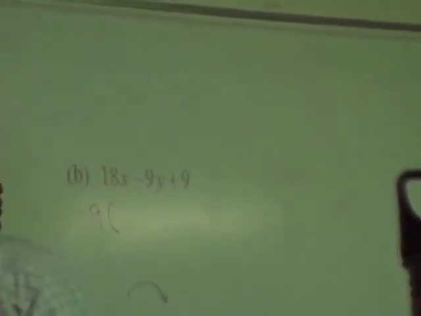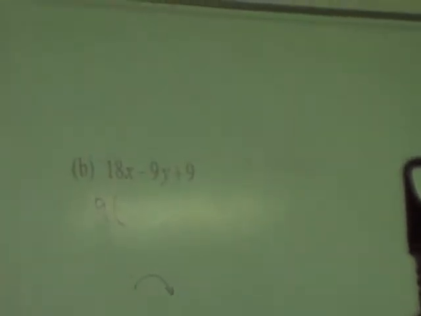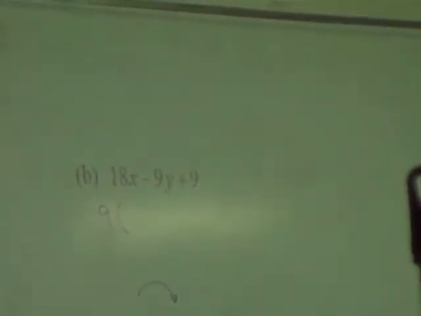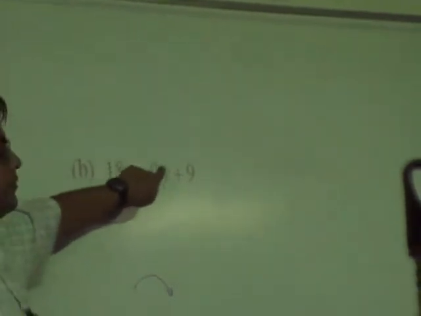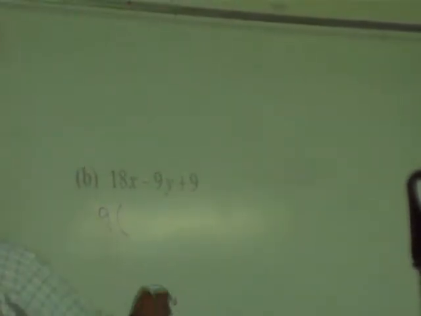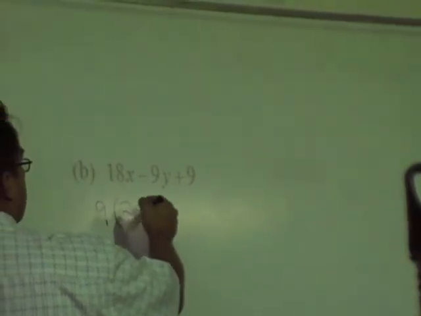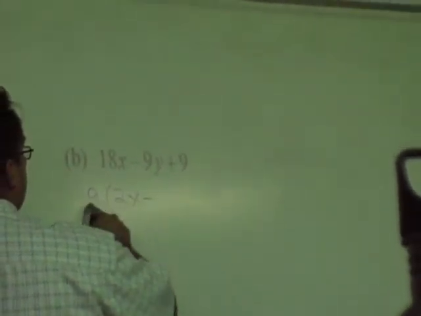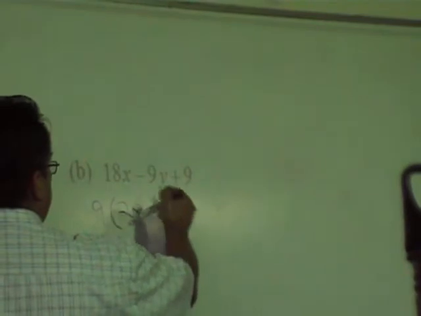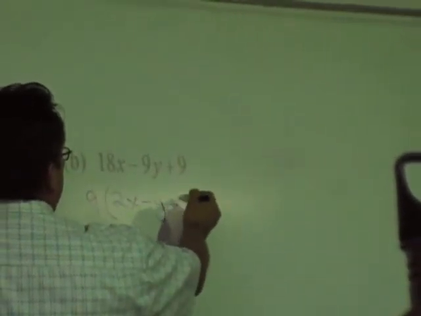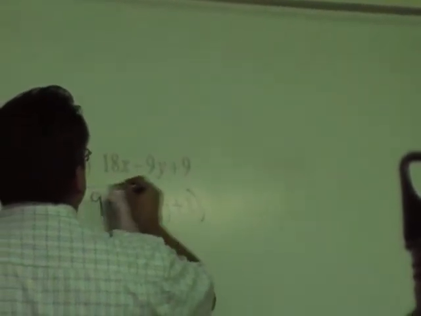So, all we're going to pull out is a 9. And figure out what's left in parentheses. Then when we multiply times 9, will give us each of these terms right here. All right, let's see. 9 times? 2x. 2x, very nice. And then minus? Y. 9 times y would be 9y. Plus? 1. 9 times 1 is 9.